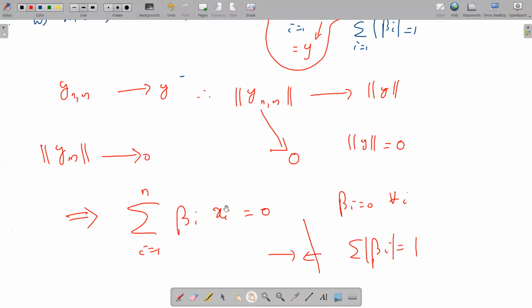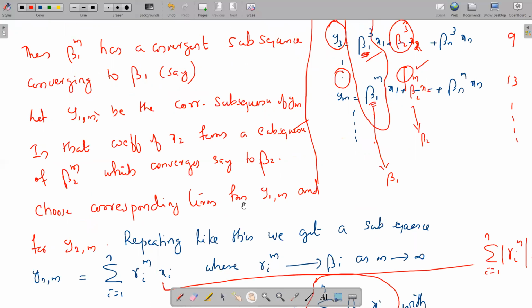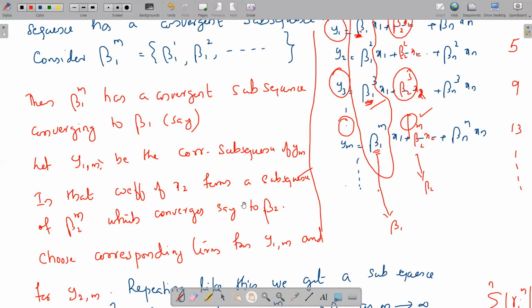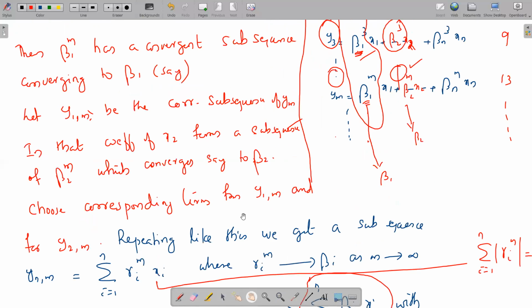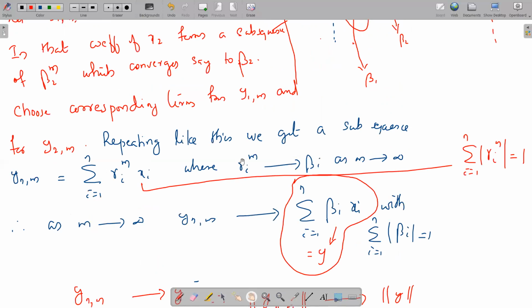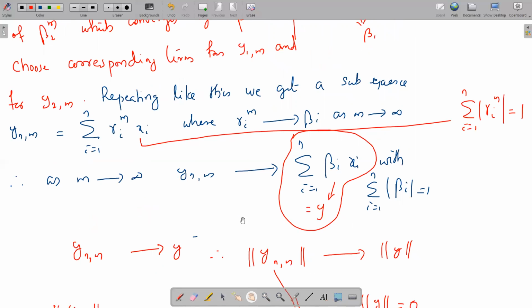So this shows that this is impossible, so that this norm ym cannot converge to 0. That means the existence of C is proved. No such sequence can converge to 0, or no such linear combination can converge to 0. So all such linear combinations will be greater than or equal to some C. The norm of such a linear combination is greater than or equal to some C. And that is the theorem.